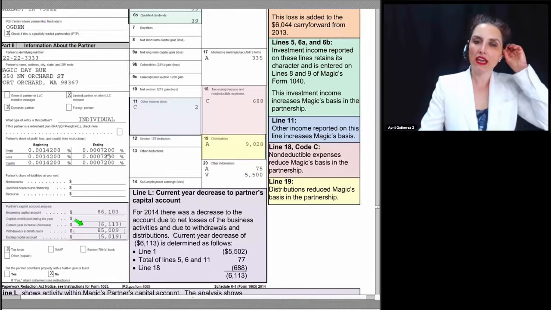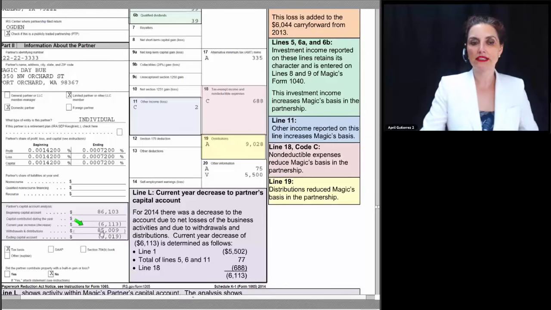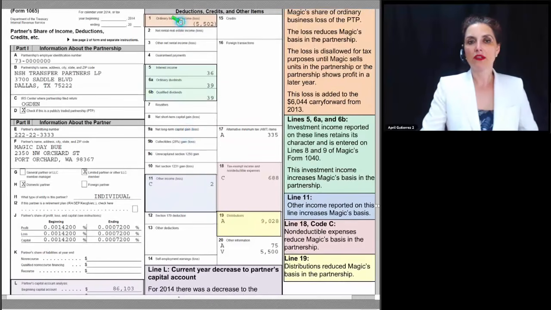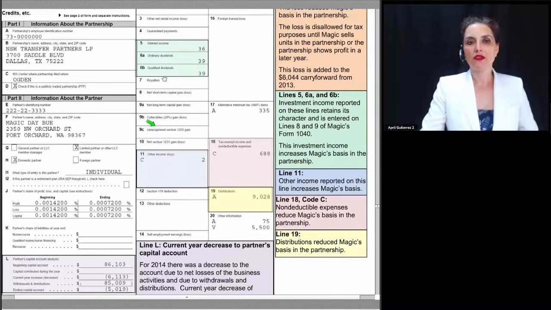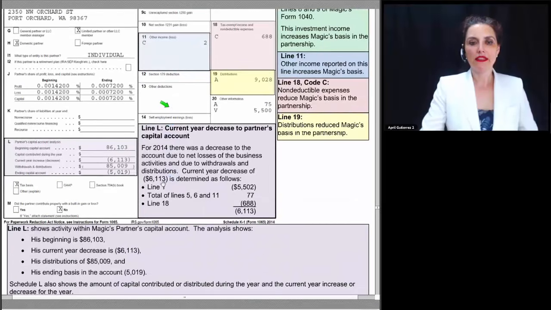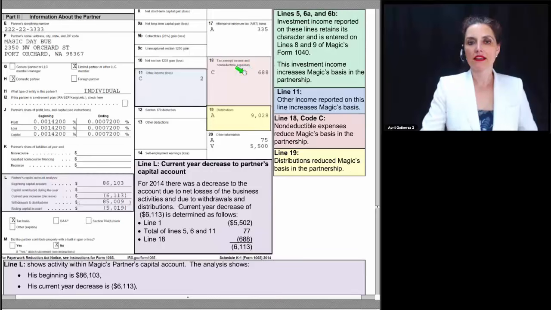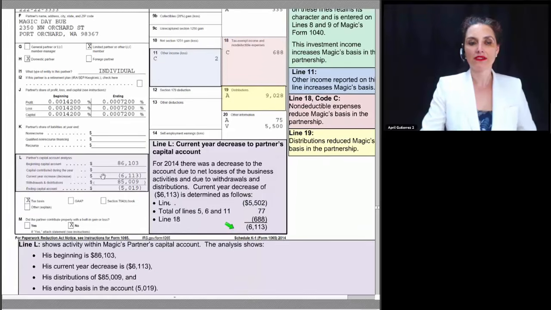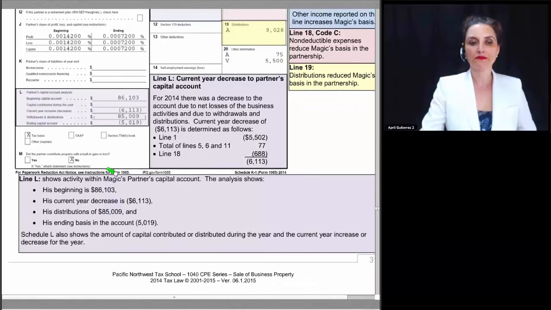Well, actually, you can analyze the Schedule K1 and see where that total comes from. You start with the loss up here, and then you add in the income amounts, 36 plus 39 plus 2. And when you add those up, you get $77. We then look at this tax-exempt income or non-deductible expenses, and in this case, it's non-deductible expenses that totaled $688. So you have negative 5502 plus 77 minus 688, and when you do that, you get $6,113 negative, and that's where that number came from.